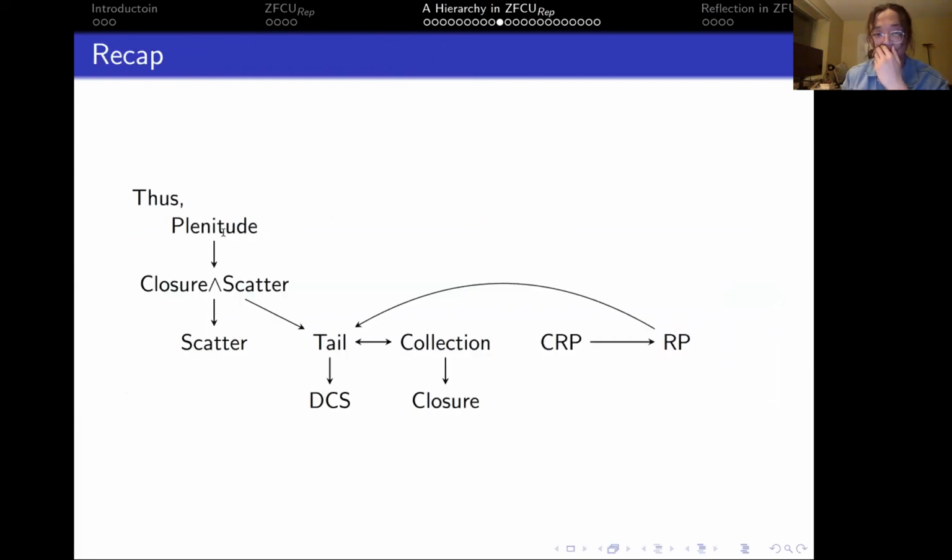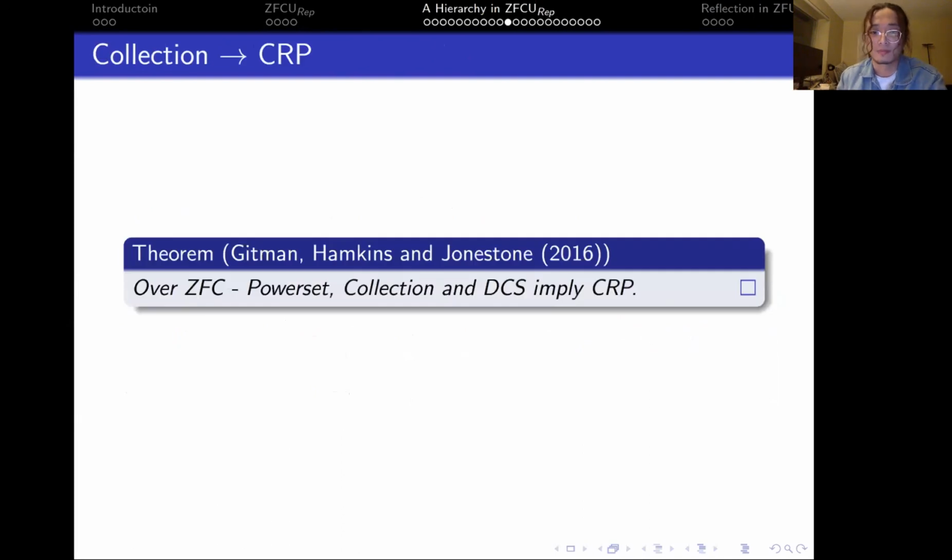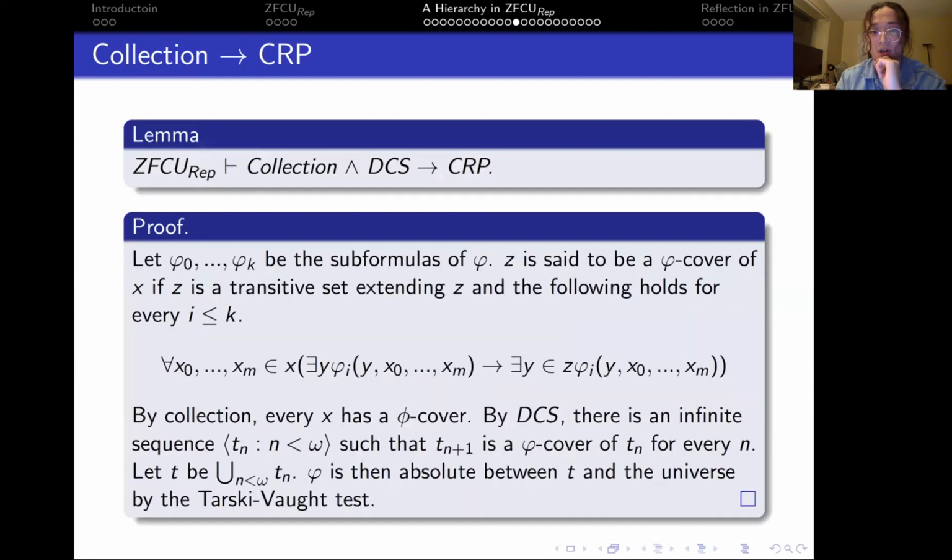So we have this diagram here. Now we want to show that collection implies CRP, the complete reflection principle, so we can finish the circle. In this paper by Dickman, Hamkins, and Johnstone, they show that over ZFC without power set, collection and dependent choice will give you complete reflection. I will just go through this argument really quickly to show that it also works in ZFCU with replacement.